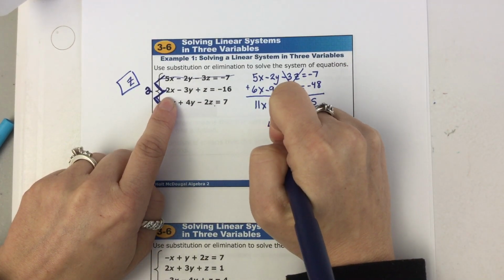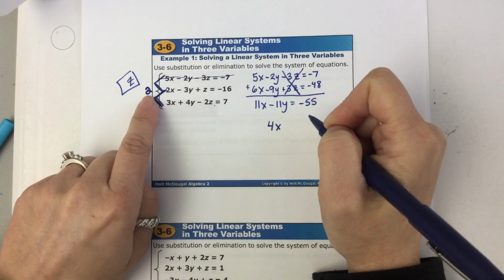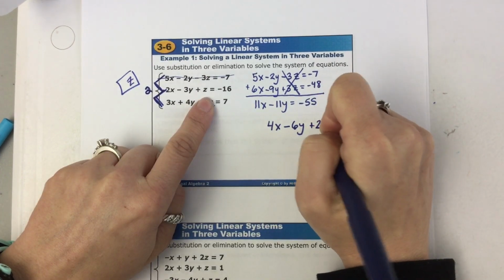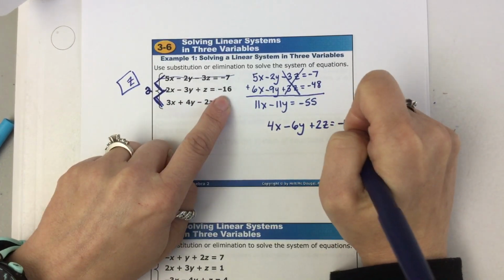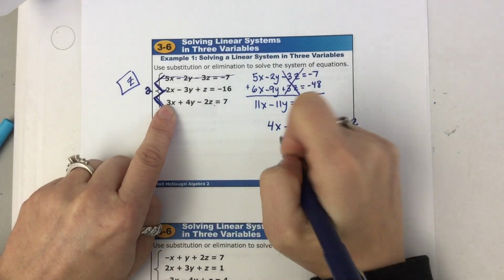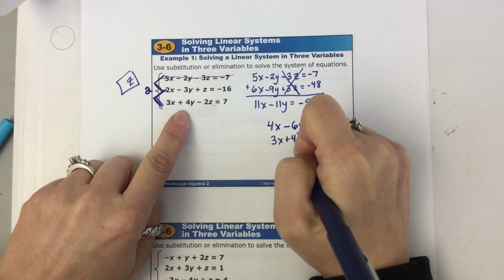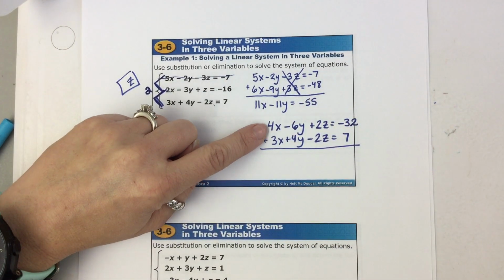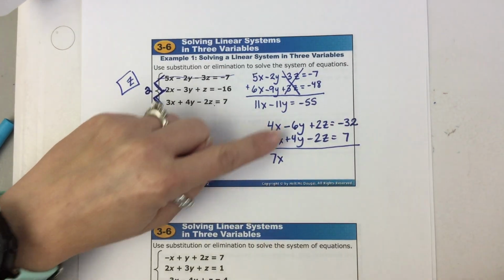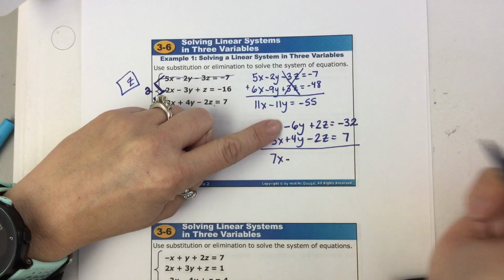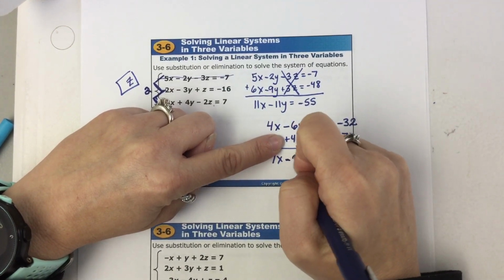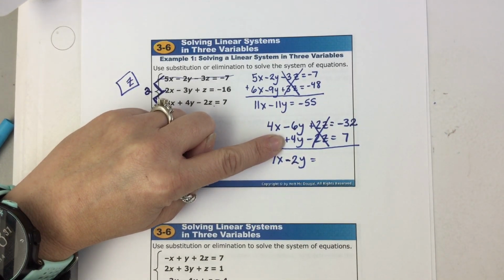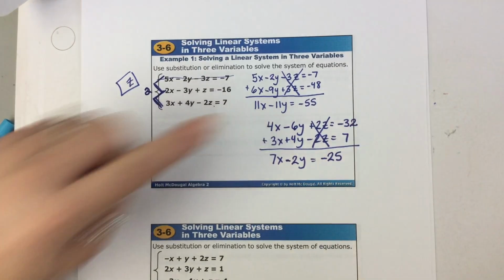2 times 2x is 4x. 2 times -3y is -6y. 2 times z is 2z. 2 times -16 is -32. Keep the bottom the same because I do have opposites in front of z, and that's what I want. Now when I add those together, 4x and 3x make 7x. -6y and +4y makes -2y, and the z's cancel. -32 plus 7 is -25.